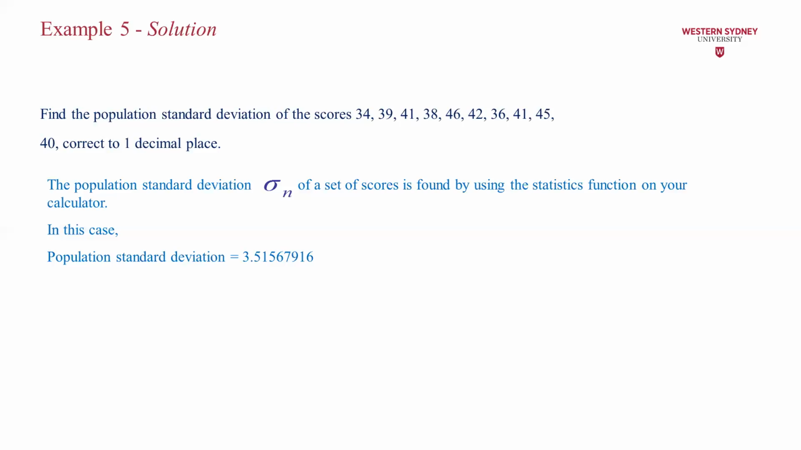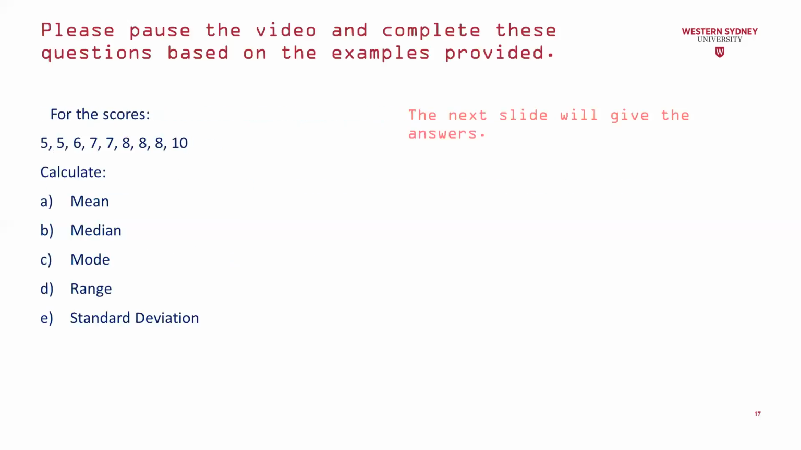The answer is shown here of 3.51567916 to lots of decimal places, so as you can see what the answer is for your calculator. But correct to one decimal place, it's 3.5.